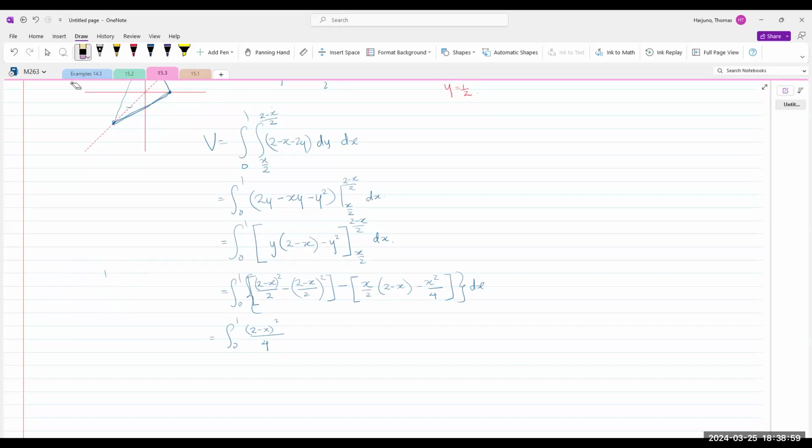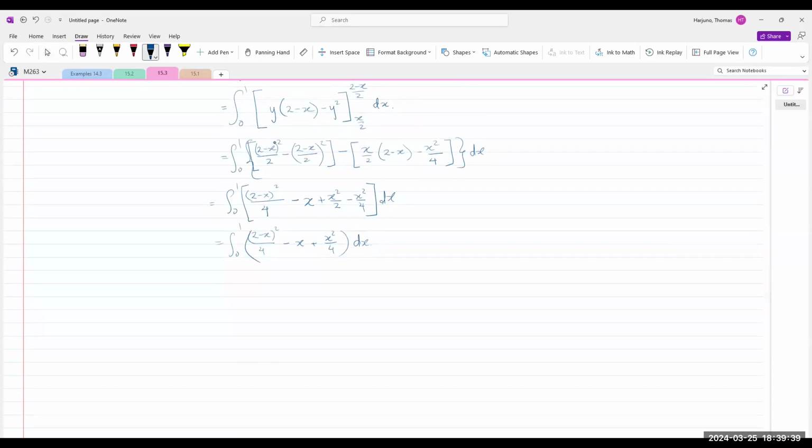Okay, and then for the second term, I have minus x plus x squared over 2 minus x squared over 4, dx. That is the integral from 0 to 1 of (2 minus x) squared over 4, and then minus x plus x squared over 4, dx.